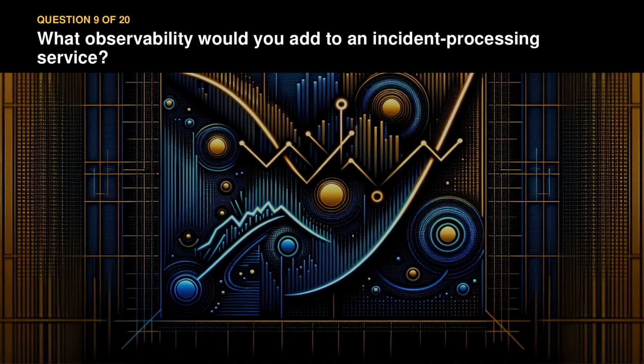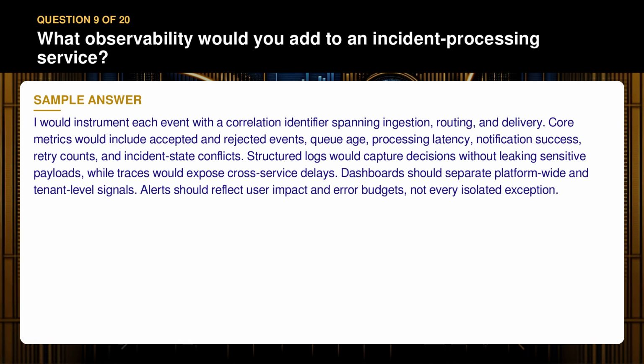Question 9. What observability would you add to an incident processing service? I would instrument each event with a correlation identifier spanning ingestion, routing, and delivery. Core metrics would include accepted and rejected events, queue age, processing latency, notification success, retry counts, and incident state conflicts. Structured logs would capture decisions without leaking sensitive payloads, while traces would expose cross-service delays.